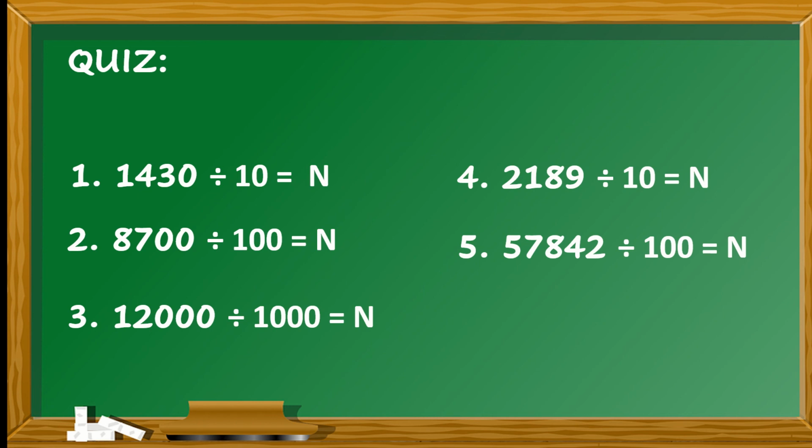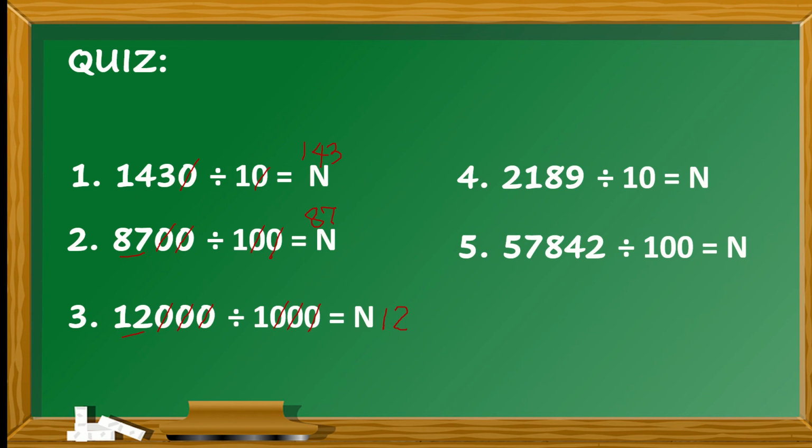1,430 divided by 10. Meron siyang isa. So, the answer is 143. Okay. For number 2, meron siyang dalawang 0. We cancel them. So, ito na lang yung remaining, which is 87. Next, we have 1, 2, 3 zeros. So, cancel 3 zeros. At ang natira na lang ay 12.